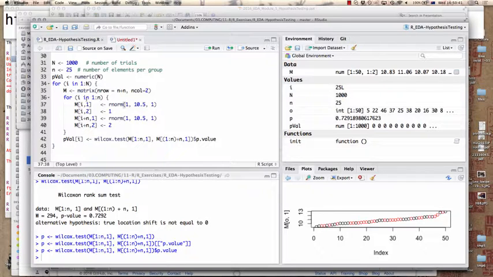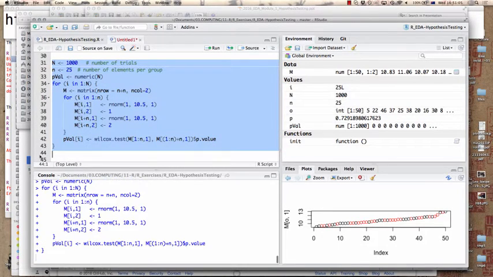I build a matrix with column 1, column 2 of 25 elements each. I take both of them from the same normal distribution of 10.5, and I think that's it. Right? Any mistakes? Well, it gives me something. So how do I look at these numbers? What should I be doing? I can take the mean.